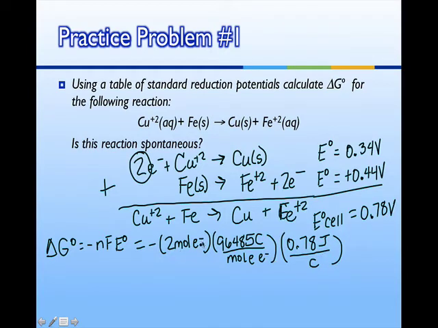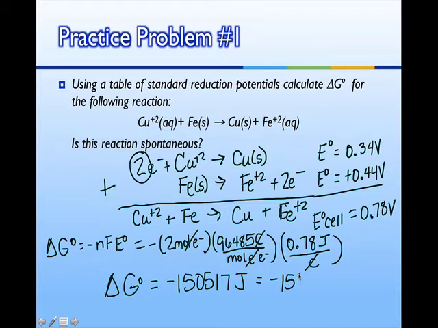So there I plugged everything in. My moles of electrons are going to cancel, and the coulombs are going to cancel. What I'm left with is joules for my Gibbs free energy. So delta G, if I do the math there, is going to be negative 150,517, and that would be joules. Because that's such a big number, I'm going to go ahead and put that in kilojoules. So that's going to be negative 151 kilojoules.